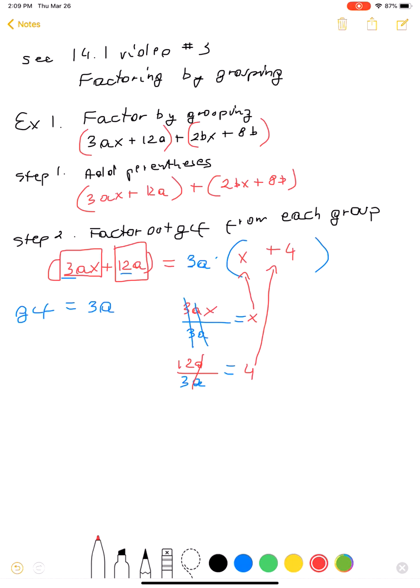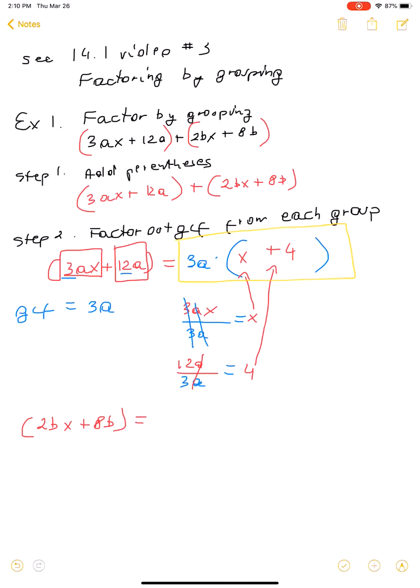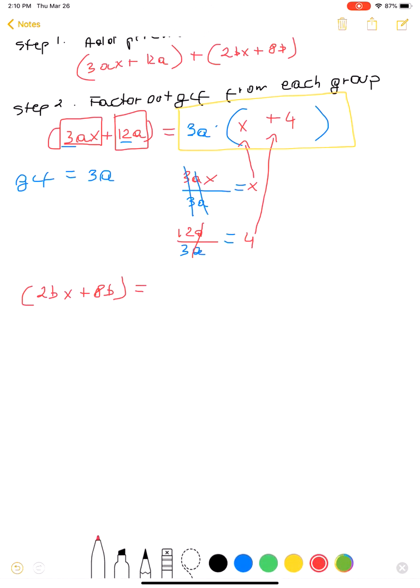Save that, we'll go back to it. I'm going to do exactly the same work with the second group, 2bx plus 8b. You have to factor out the GCF. Between 2 and 8, it's going to be 2. Between bx and b, it's going to be b. That's our GCF, 2b.